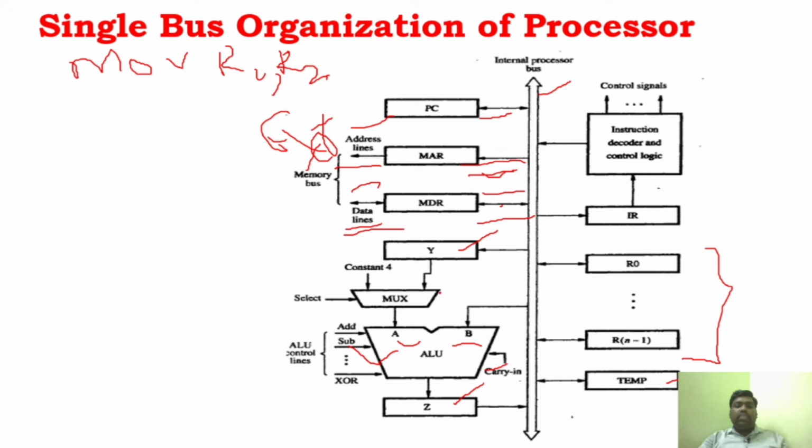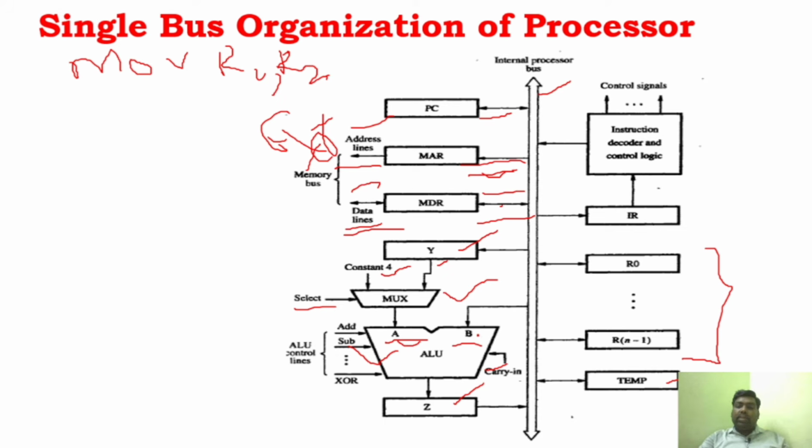You can see we are using a multiplexer here. What is the operation of the multiplexer? The multiplexer will select one of two outputs. That is, the select line of the multiplexer will either select constant 4 or select the output of Y. The multiplexer is the one which gives one particular input to the ALU, so it will give either constant 4 or Y.